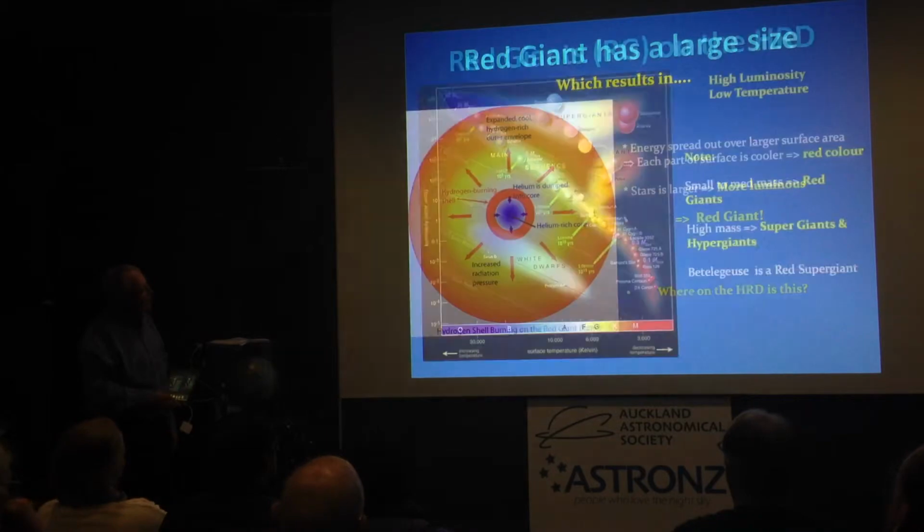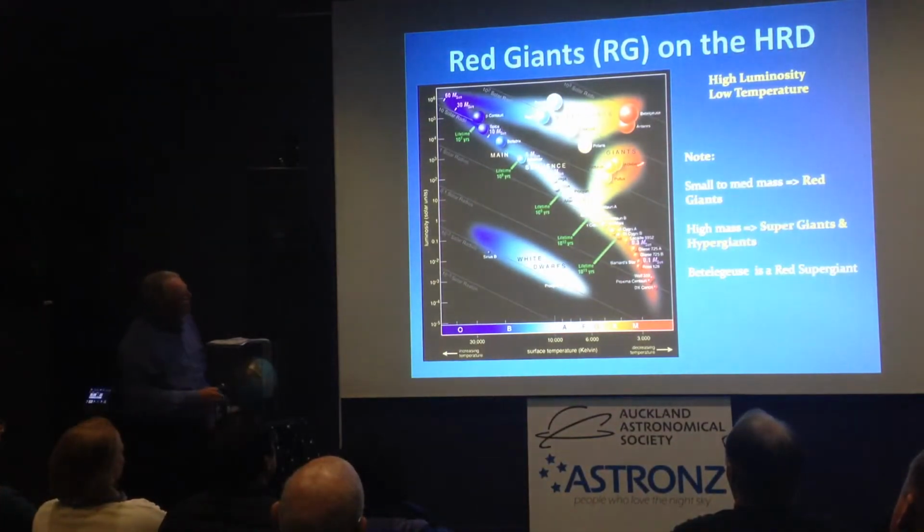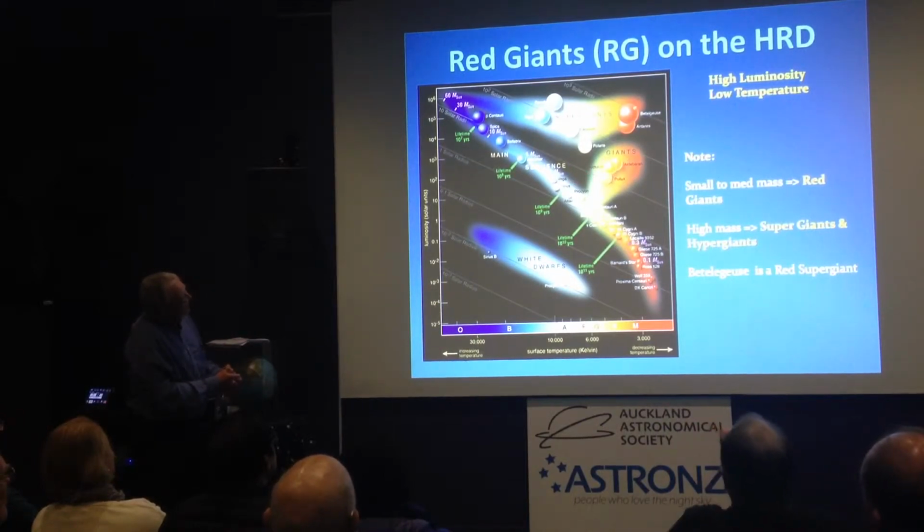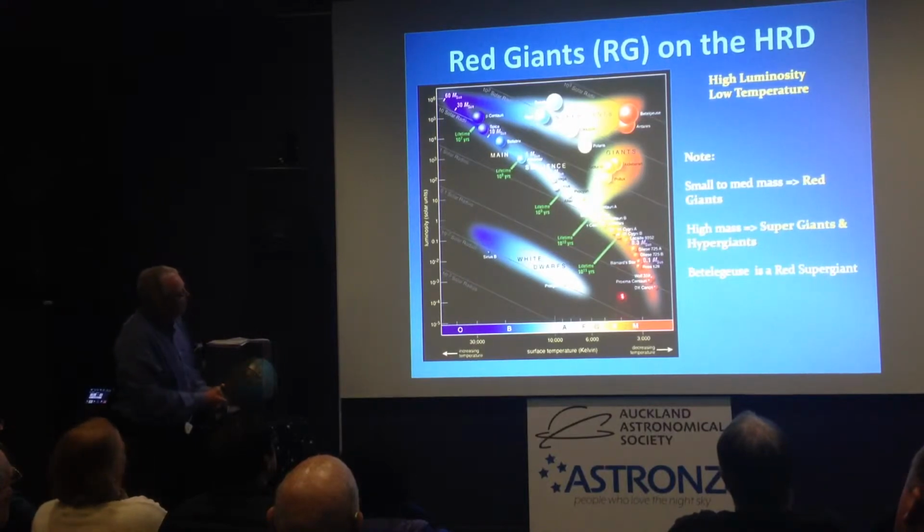So where on the HR diagram is that? Yep, and there's our friend Betelgeuse right up here. So it started off somewhere here. It started getting cooler because it was expanding, but it was getting brighter because of that. So it headed up this way here. Here's Betelgeuse, a lot brighter and a lot cooler, in a red colour. Hence the name red giants.